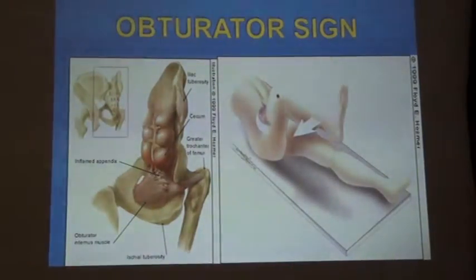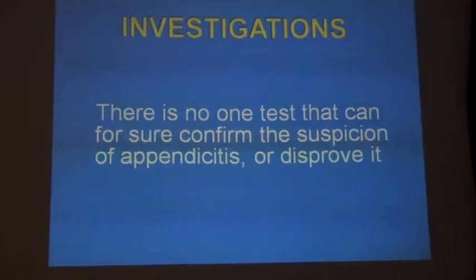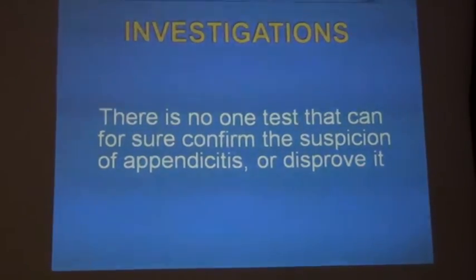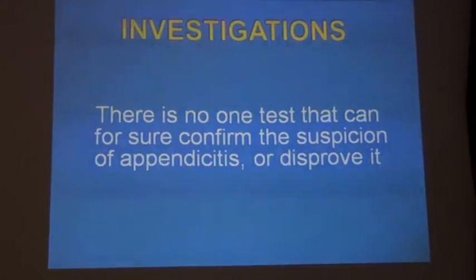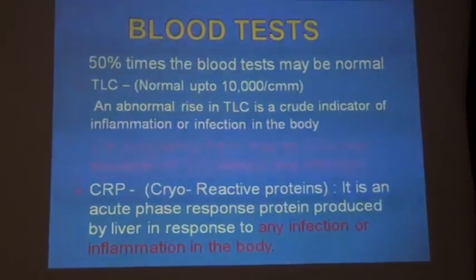The obturator sign is another sign. This is the obturator internus muscle which also gets inserted to the femur. This is the cecum. This is the appendix. In the flexed hip and knee, if you internally rotate the hip, then the patient experiences pain. This is the obturator sign. So coming to investigations, there is no one test that can for sure confirm the suspicion of appendicitis. So you have to seek the clinical signs and history. Coming to blood.